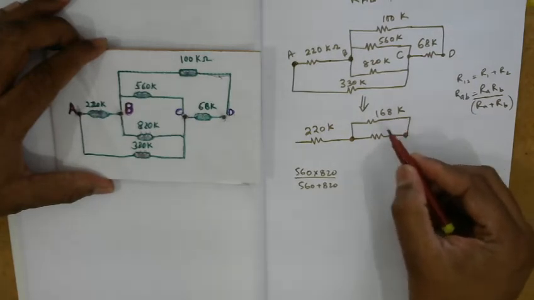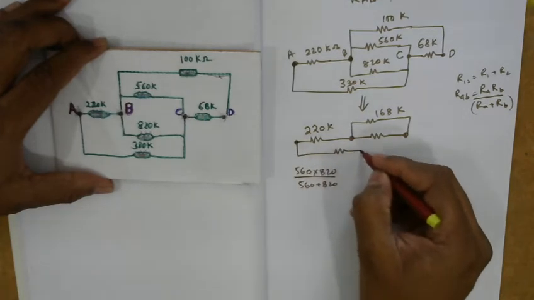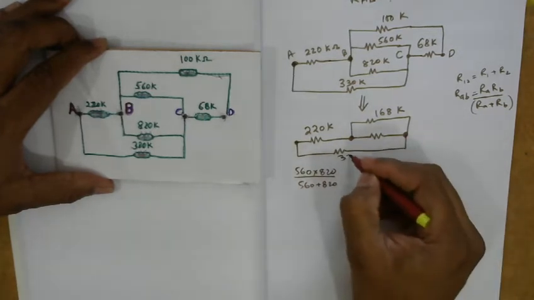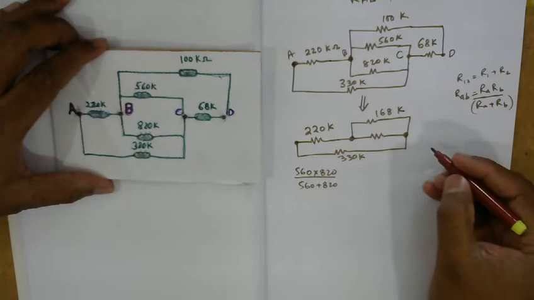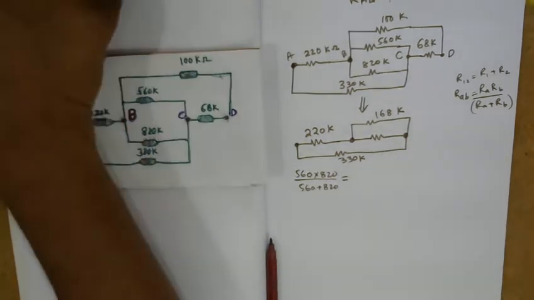I just kept it there. This I will calculate, and of course we have another resistance like this, which is 330 kilo ohms. Now what is this value? So let me calculate that. I'll just pick up the calculator.